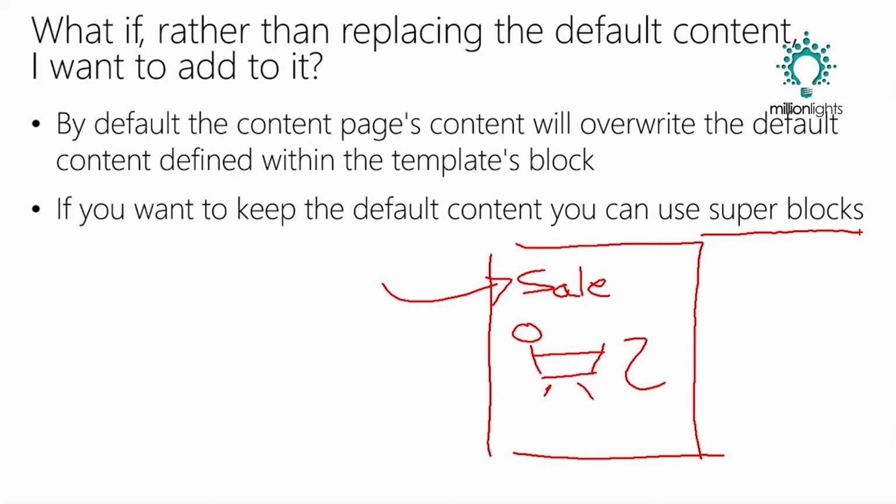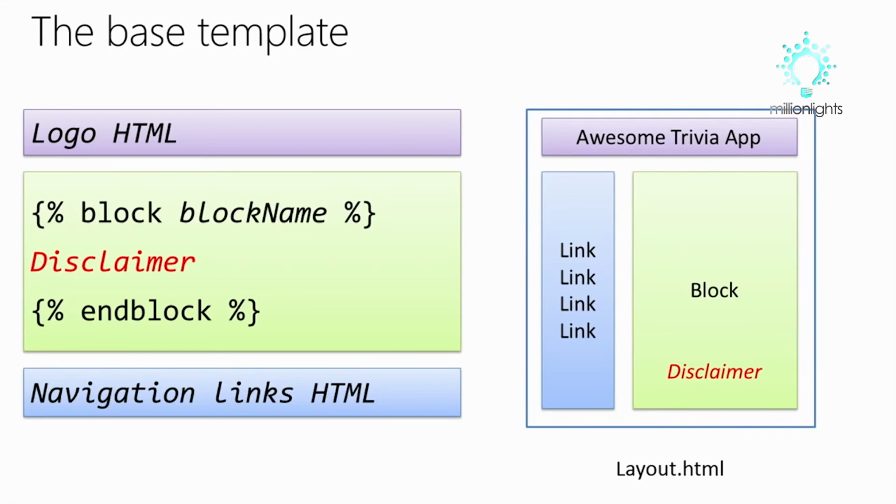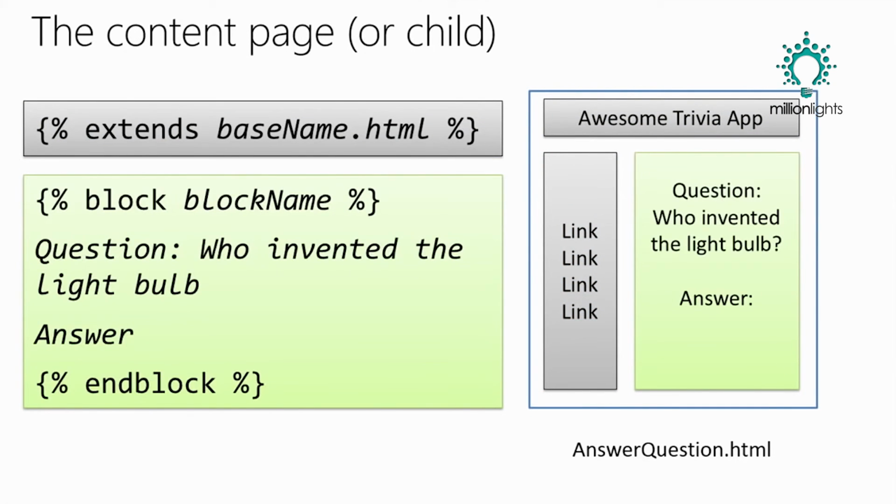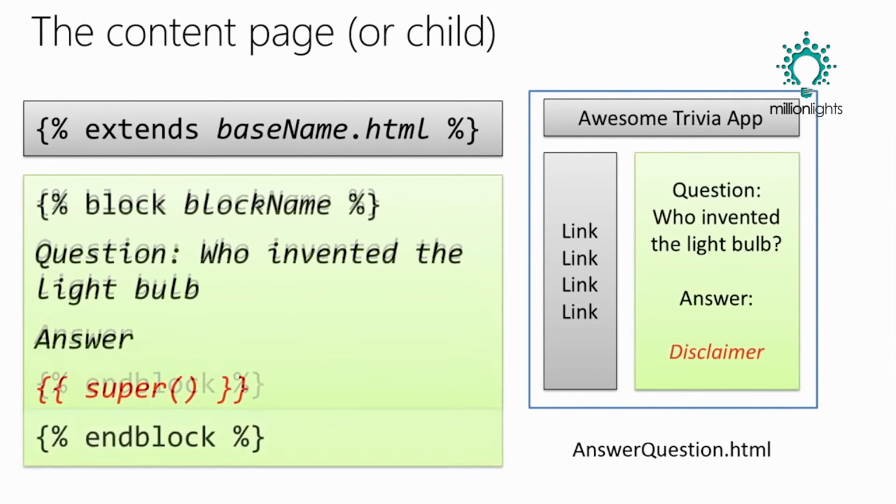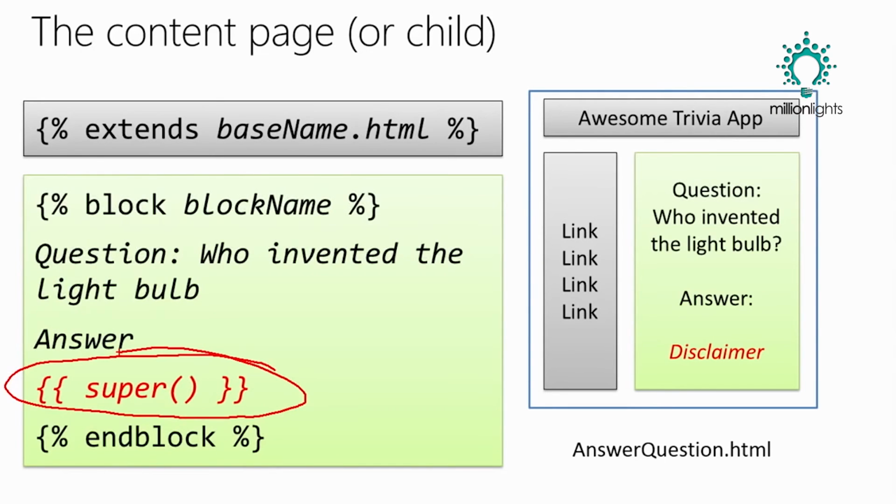That's awesome. I like that. And with a super block, what I can now do is say, hey, look, I want to go get the content that was in the parent. So here's our base template, our parent. You're going to notice that we provided a disclaimer by default. Now what we want to do is we want to still have that display. And the way that we're going to do that is by adding in a call right here to paren super.